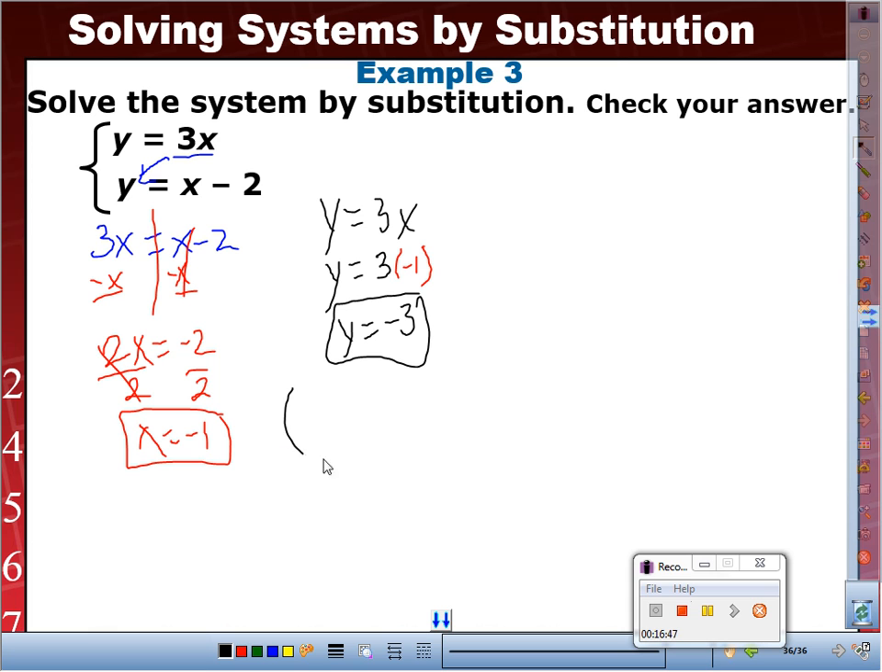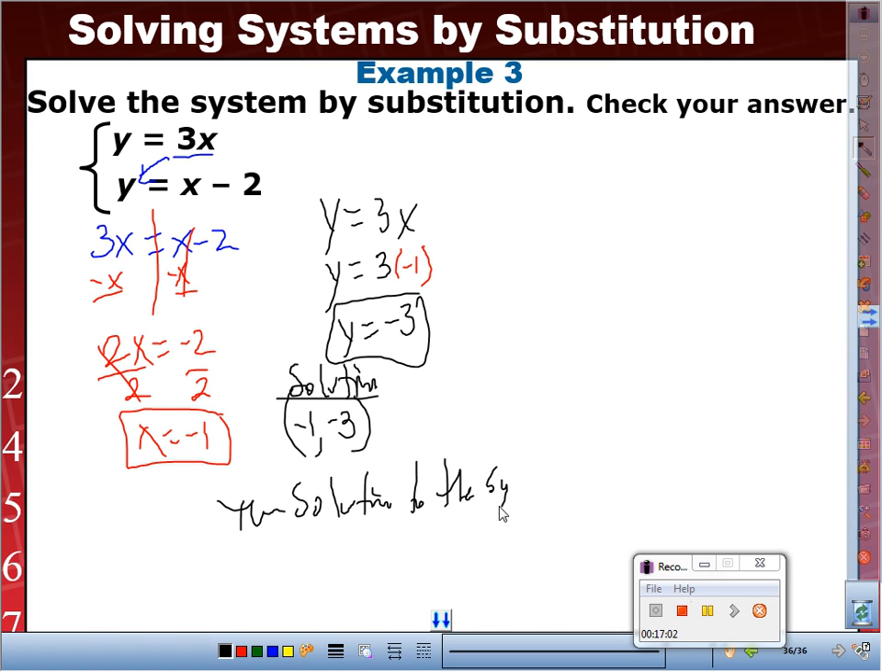At the end, we write our coordinate and check. So our coordinate would be (negative 1, negative 3), and that's our solution. So your statement would be the solution to the system is (negative 1, negative 3). Thank you. Now, I'm not going to check this one for the sake of time. I want you guys to practice the process again.